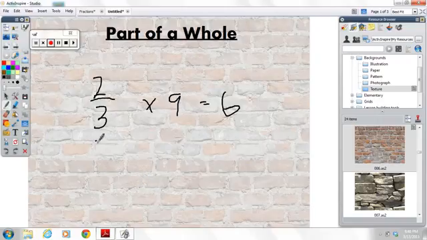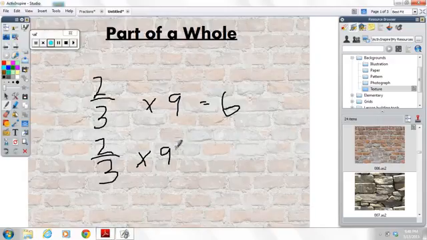If we were to actually multiply this without using any kind of model, we would take this 2/3 and multiply it by 9. Well, when we take a fraction and multiply it by a whole number, what we need to do is make sure that the numerator has another numerator to multiply, and the denominator has a denominator to multiply. Well, this has a numerator, this has a denominator. This right here is a whole number. There's no numerator or denominator.